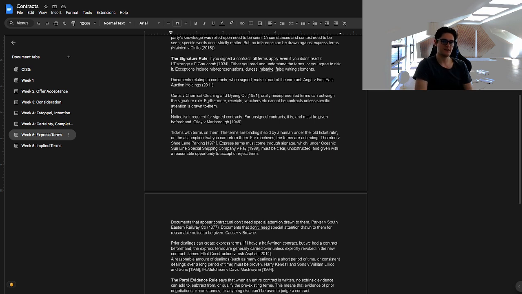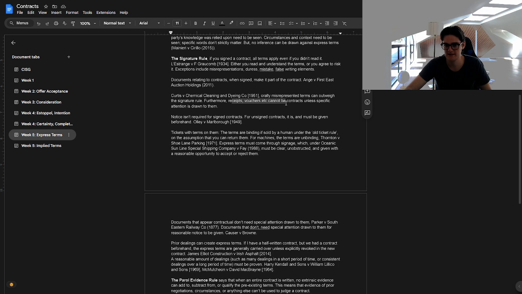Then they damaged the item, and Curtis sued under the proviso that it was an oral misrepresentation. Part of the contract was waiving liability, so Chemical Cleaning Co. is sitting there going, "Yep, well, he signed, we waived liability," and the courts are saying, "Well, no, you said that's not the case." So that's where that comes from.